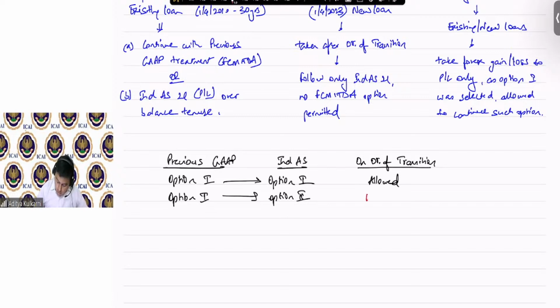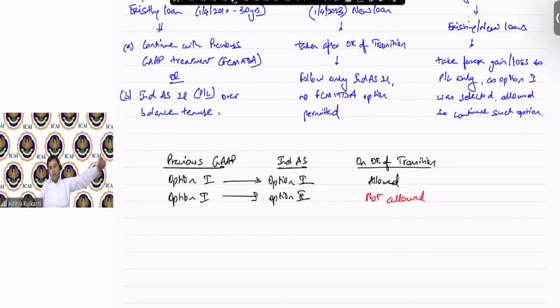Option two, not allowed. Sir, option two is not recognized at all under Ind AS 21. Ind AS 21 does not know what FCMITDA is. Ind AS 21 is very clear: whatever be your forex gains or losses, that has only one place, and that is the profit and loss account.